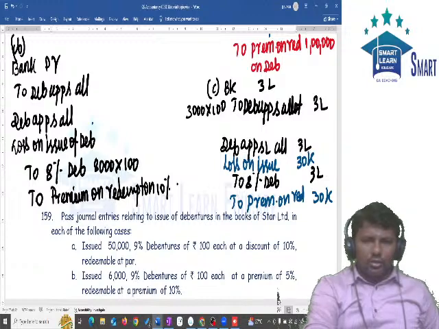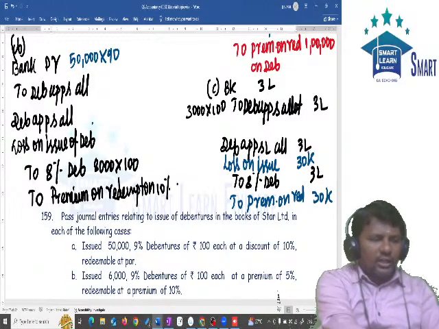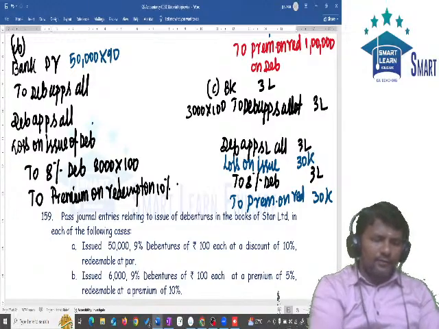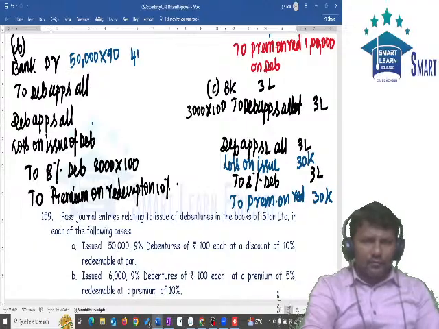Bank account debit to debenture application. What is the amount? 50,000 debentures into what is the rate? It is 90. 50,000 into 90. Tell me the amount. 50,000 into 90 will give you 45 lakh.